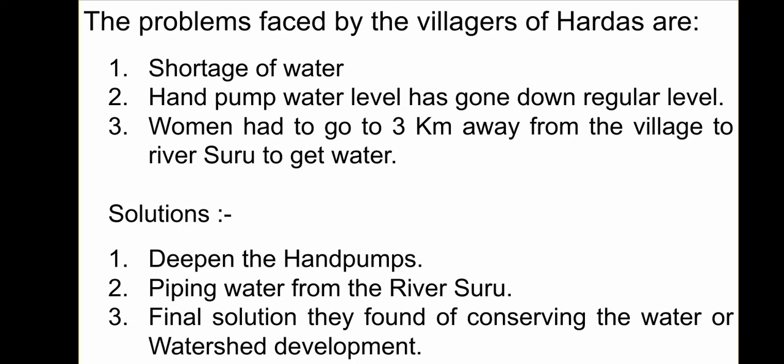So what solutions had they taken out for these problems? Number 1, deepen the hand pumps, right? Second is piping water from Suru river. And third one is the final solution, that they will develop watershed development in their village. Means they will conserve water in their village, right? So these were the solutions they had taken out for this shortage of water, right?